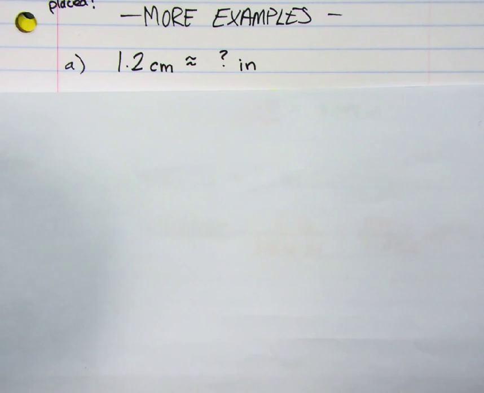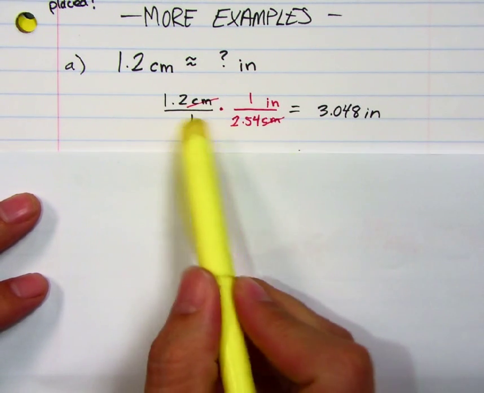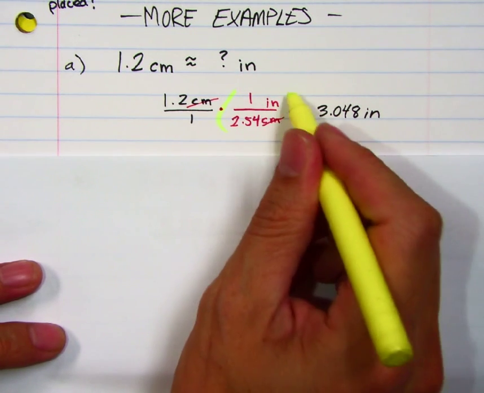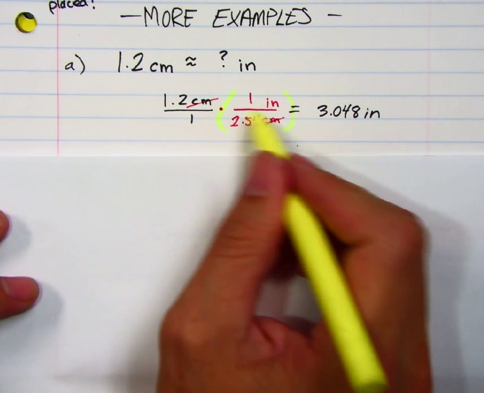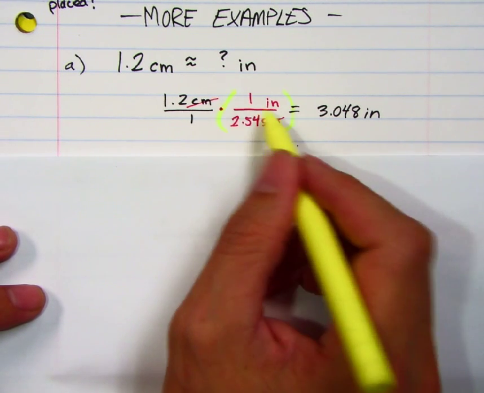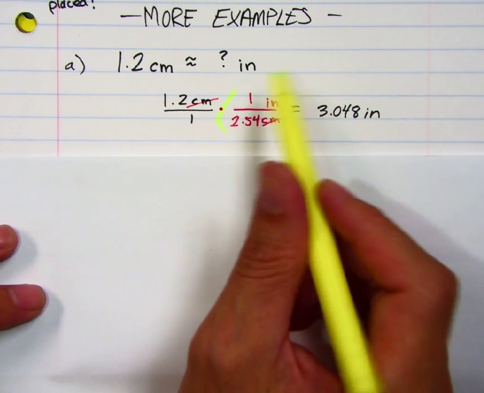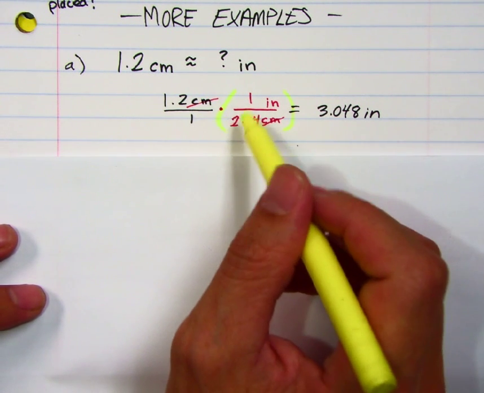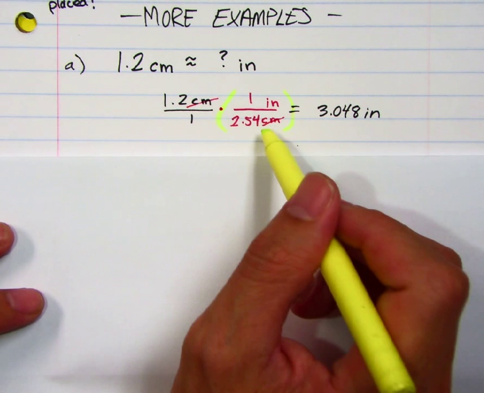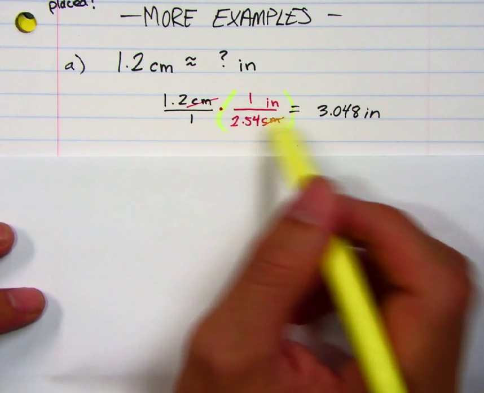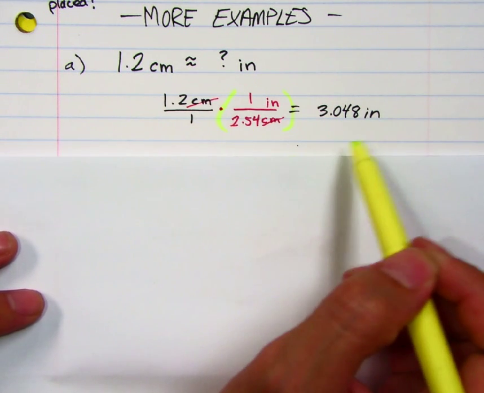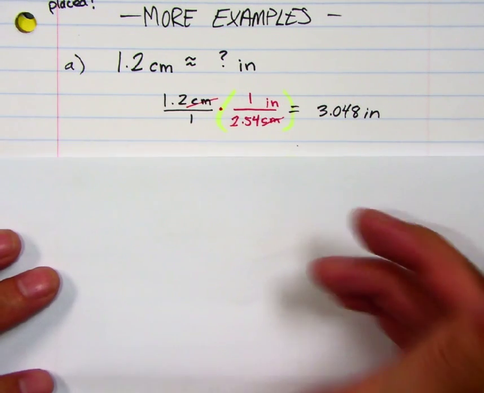Here's some more examples. 1.2 centimeters. How many inches is that? Well, here I go. Set it up again. 1.2 centimeters over 1, times my conversion factor. And remember, it's really important for me to put centimeters on the bottom so that they cross out. They will cross out, and then you'll end up with 1.2 times 1, which is just 1.2, and 1 times 2.54, which is just 2.54. And then you divide those numbers and you get 3.048 inches. So 1.2 centimeters is approximately a little over 3 inches.